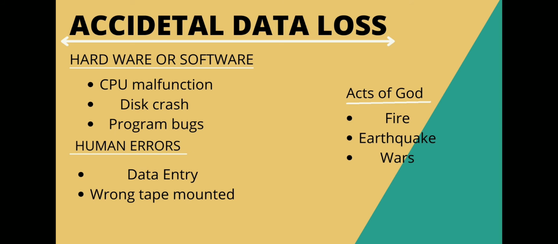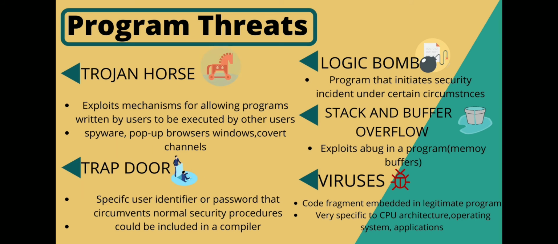Accidental data loss has three types. Hardware or software errors, because of CPU malfunction, disk crash, and program bugs. Next are human errors done manually by users, such as data entry mistakes and the wrong tape mounted.